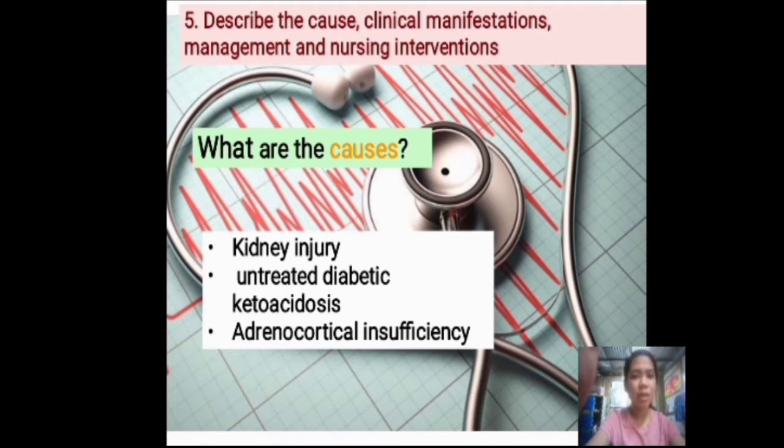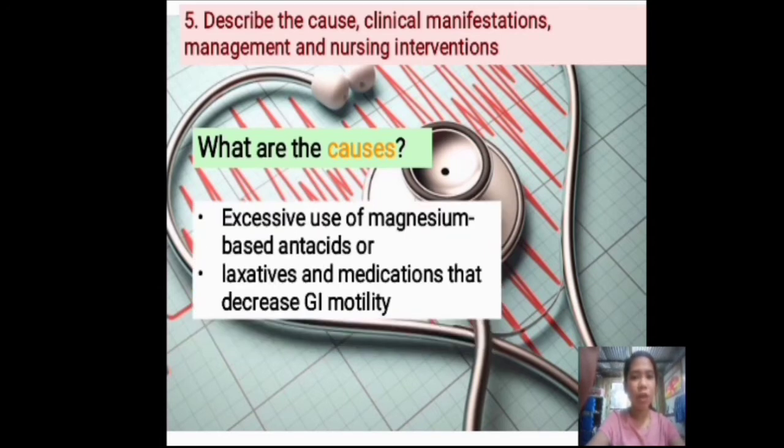Then next is untreated diabetic ketoacidosis, then adrenocortical insufficiency. Other causes are excessive use of magnesium-based antacids or laxatives and medication that decreases gastrointestinal motility.